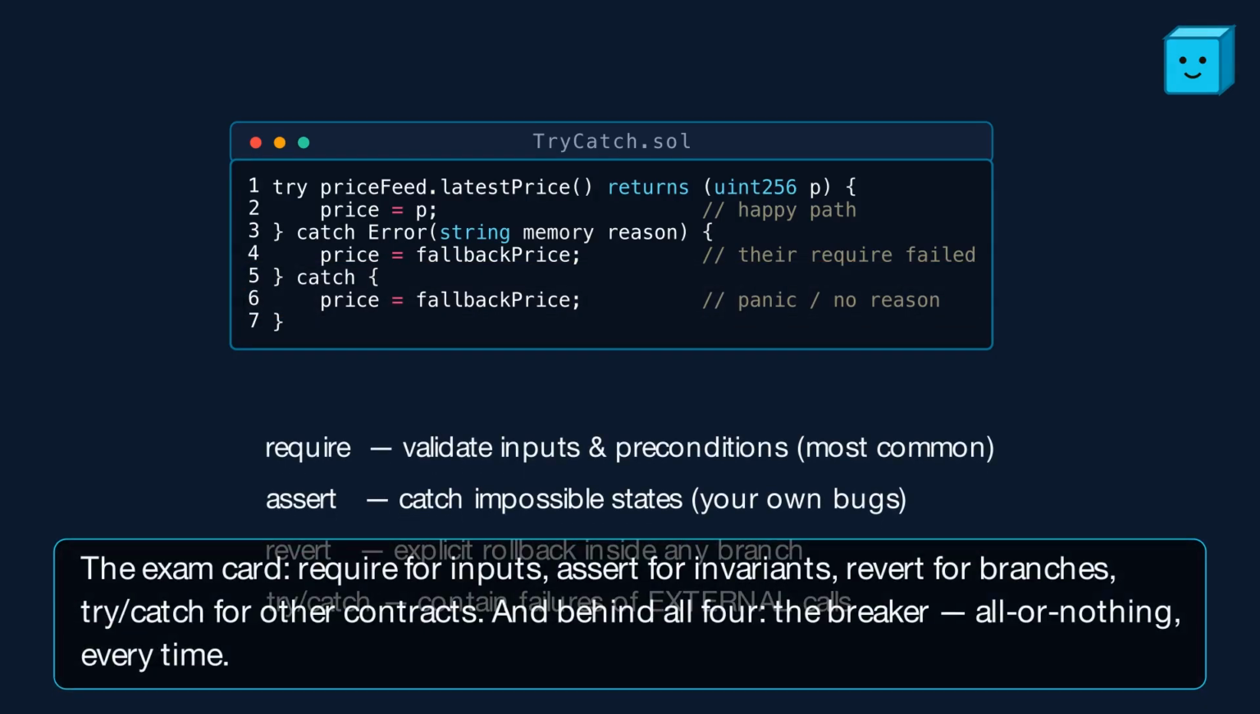The exam card. Require for inputs, assert for invariants, revert for branches, try catch for other contracts, and behind all 4, the breaker, all or nothing, every time.